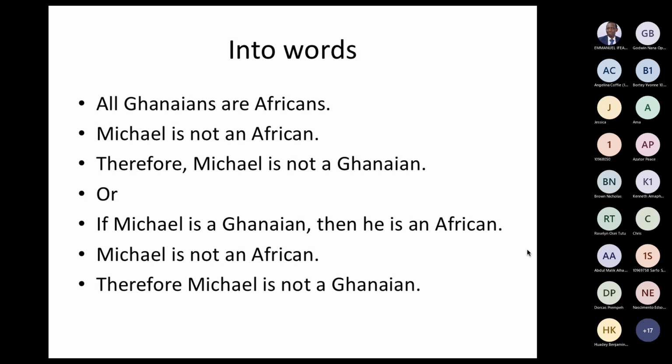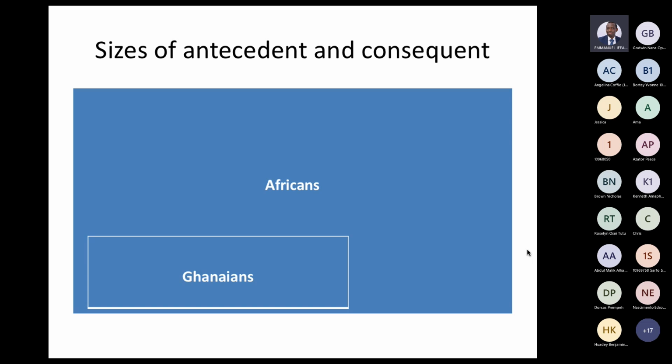We can go back to the box. Now, the African box is bigger than the Ghanaian box, and it completely contains the Ghanaian box. If you are able to show that someone is not from Africa, then automatically you have shown he's not from Ghana, because everything in the Ghana box is in the African box. That is why we say that denying the consequent will lead you to a valid conclusion about the antecedent.